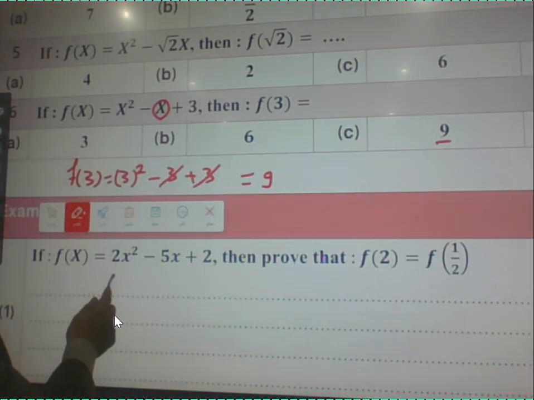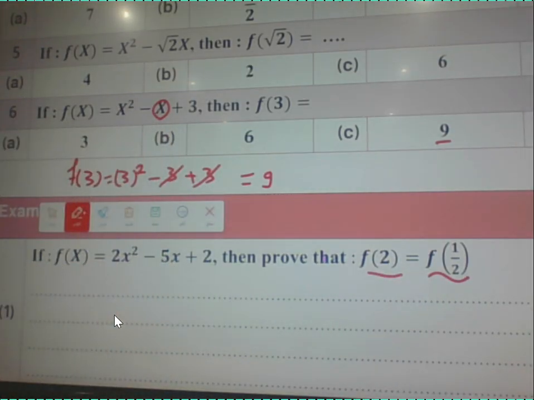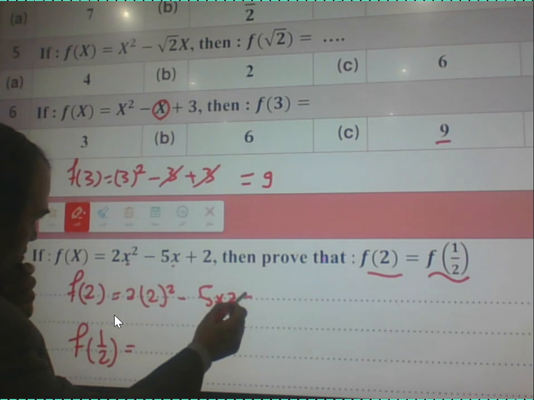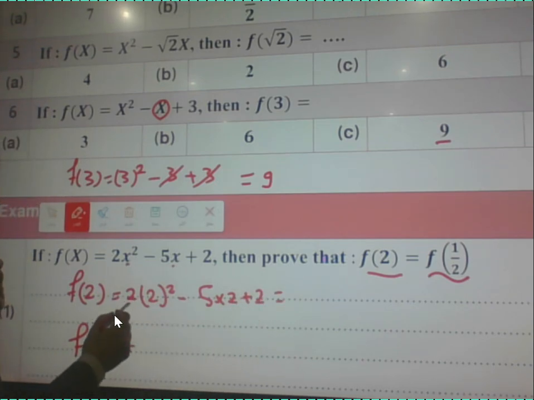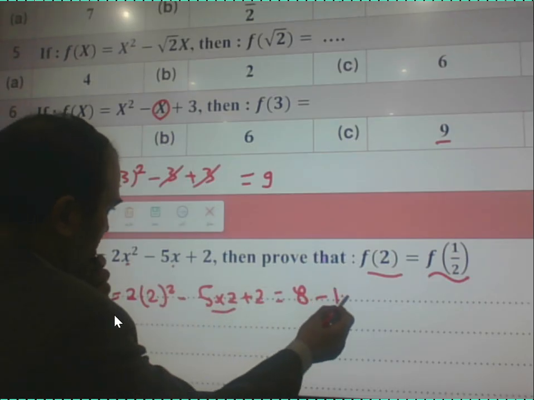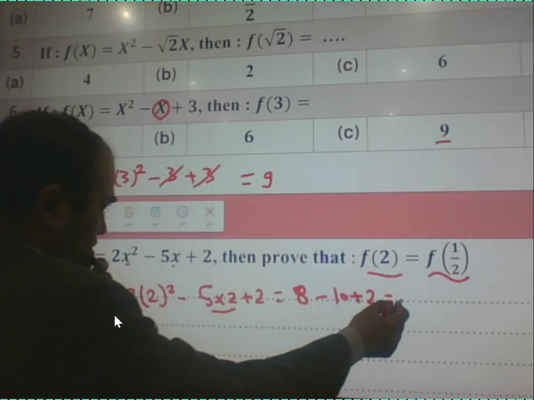Next question, f of x equals 2x power 2 minus 5x plus 2, then prove that f of 2 equals f of half. First step, we can find the value of the function when x equals 2 and also find the value of the expression when x equals half. Put 2 here, then we have 2 times 2 power 2, minus 5 times 2 plus 2. 2 times 2 power 2 is 4, 4 times 2 equals 8. Minus 5 times 2 equals 10, plus 2. 8 minus 10 equals negative 2, plus 2 equals 0.